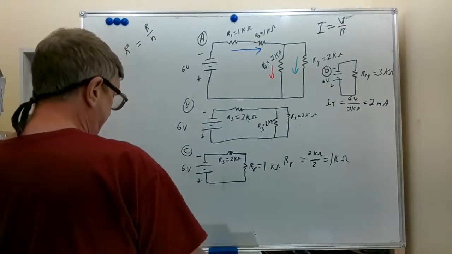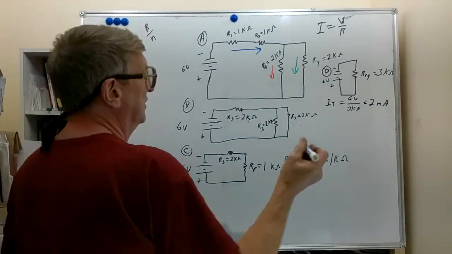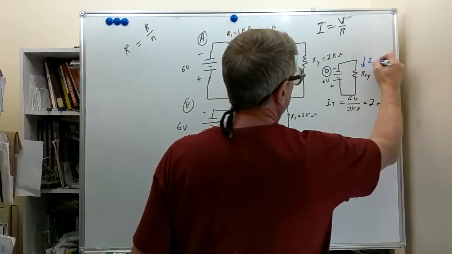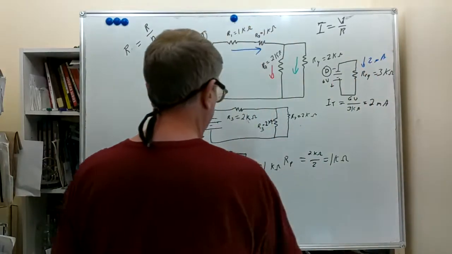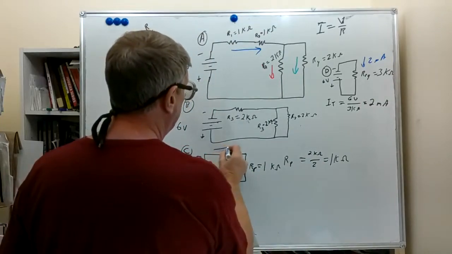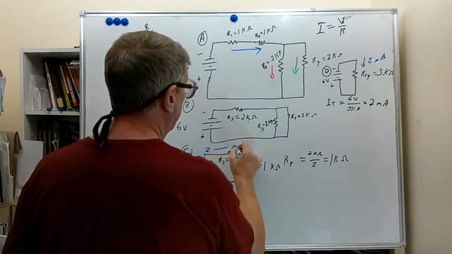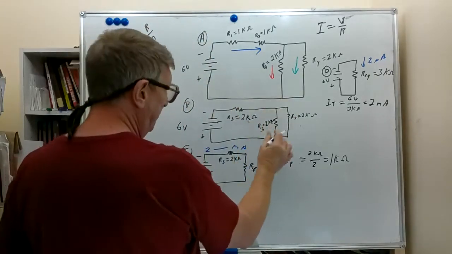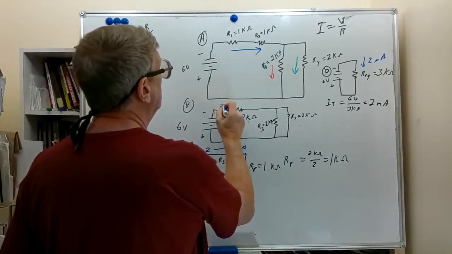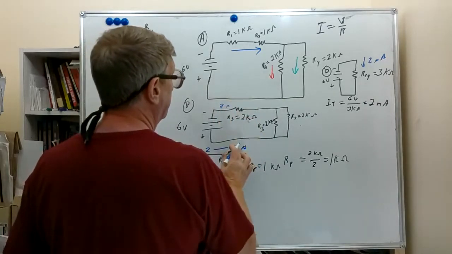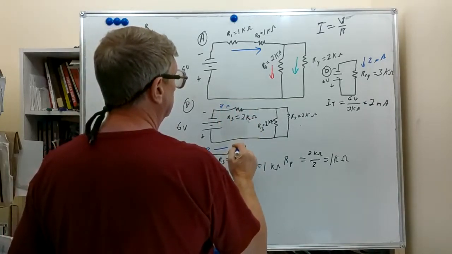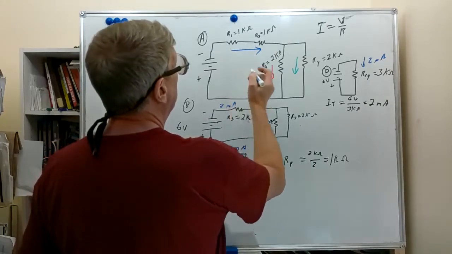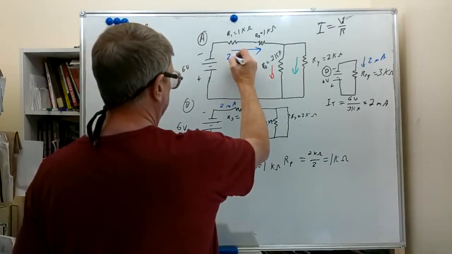And let's put that on each of these drawings. 2 milliamps. Here we have the same 2 milliamps. And here in the mainline part, but not through these branches, we have 2 milliamps. And here 2 milliamps.